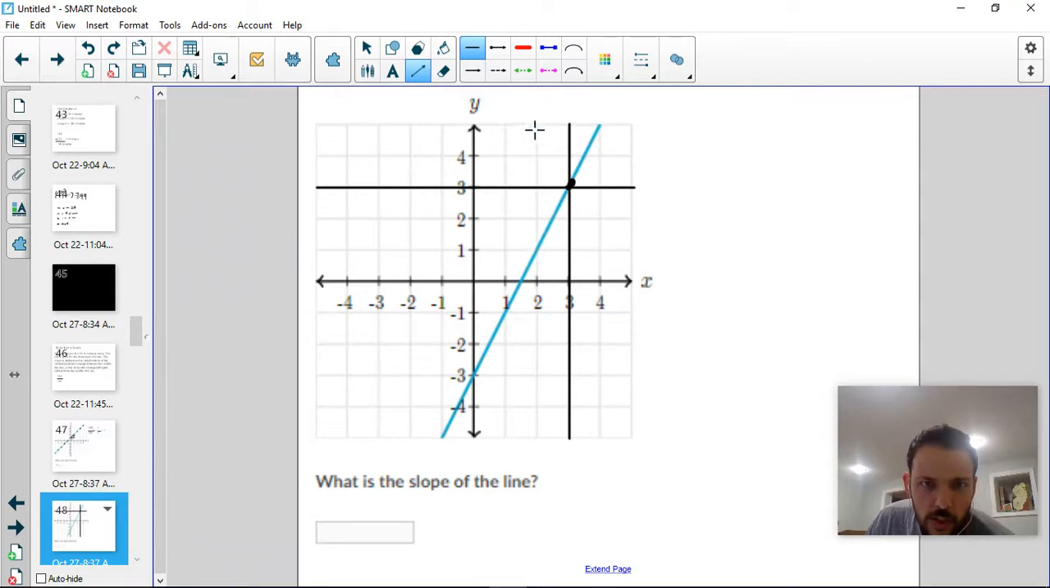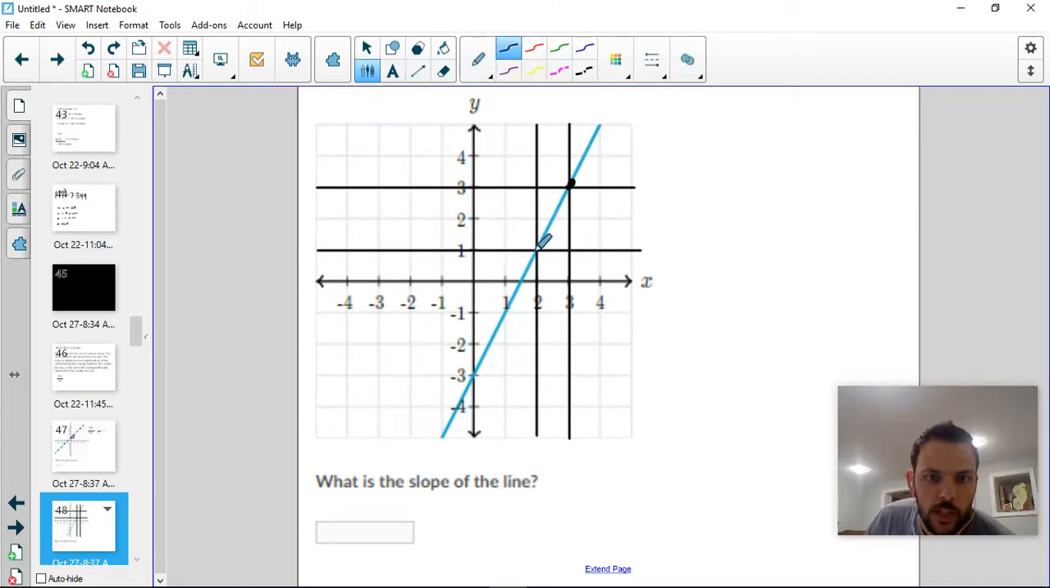Here's one I could use. The blue line here touches this vertical line, and it touches this horizontal line. It's at 2 here on the x-axis and 1 on the y-axis. So this point here would actually be a good one. Another one here I could use.